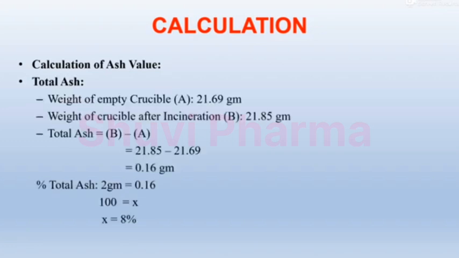So here are the calculations. Calculation of ash value. First we will calculate for total ash. Weight of empty crucible noted as A, 21.69 gram. Then weight of crucible after incineration, noted as B, 21.85 gram. Then the total ash was obtained by subtracting A from B and the value obtained was 0.16 gram. Then the percent total ash was calculated by considering 2 grams gives 0.16 gram, so 0.16 by 2 times 100 will give X. So the percent total ash obtained was 8%.